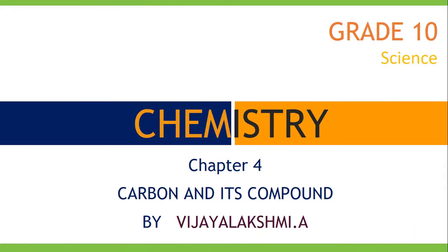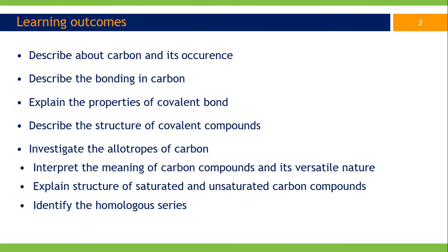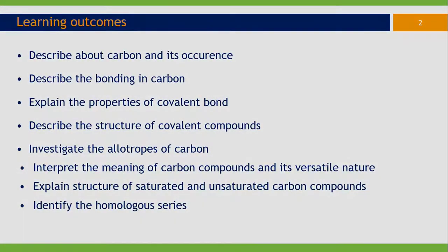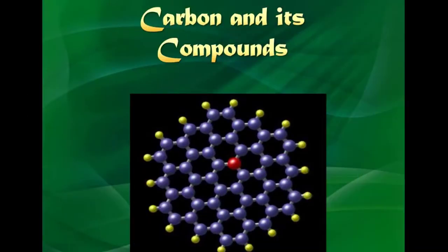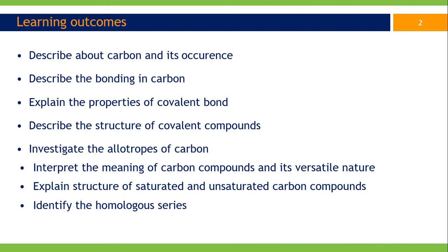In this video lesson, we are going to learn about Grade 10 Science Chemistry Chapter 4, Carbon and its Compounds. Learning outcomes of this session are to describe carbon and its occurrence, describe the bonding in carbon, explain the properties of covalent bond, describe the structure of covalent compounds, investigate the allotropes of carbon, interpret the meaning of carbon compounds and its versatile nature, explain the structure of saturated and unsaturated carbon compounds, and identify the homologous series.